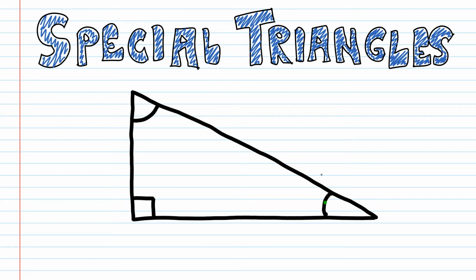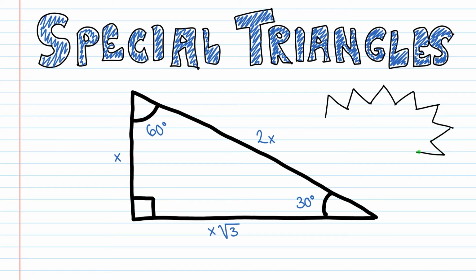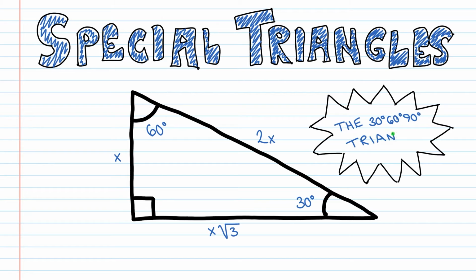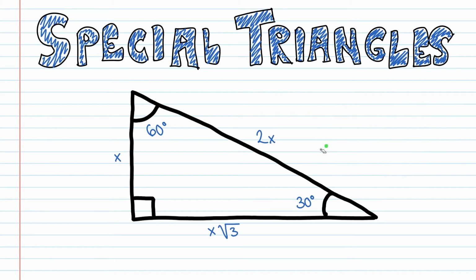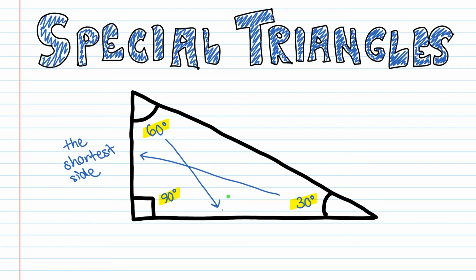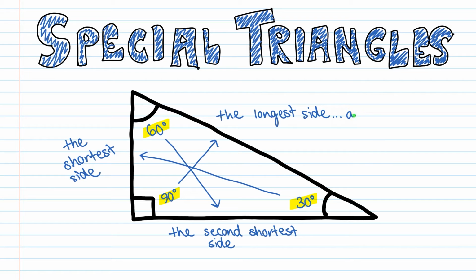Note how the shortest angle is going to open up to the shortest side. That is the 30 degrees to the x. And the largest angle will open up to the longest side. I'll replace the words with the variables that relate these sides. I'll show you what I mean. That would be the shortest side. That would be the second shortest side. And this would be the longest side, otherwise known as the hypotenuse.